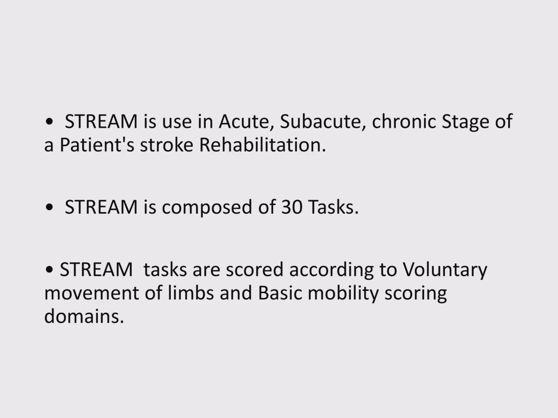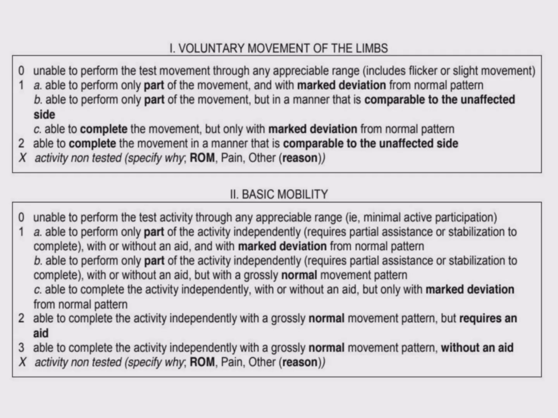STREAM is composed of 30 tasks. STREAM tasks are scored according to voluntary movement of limbs and basic mobility scoring domains. Scoring System 1: Voluntary Movement of the Limbs. A score of 0 is given if the patient is unable to perform the test movement through any appreciable range, including flicker or slight movement. Score 1 is divided into 3 subcategories.